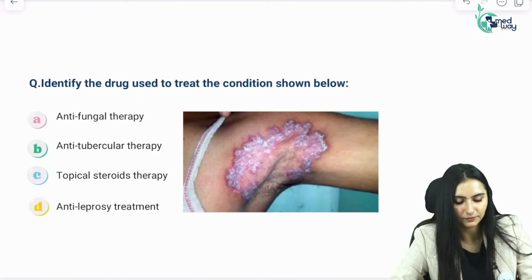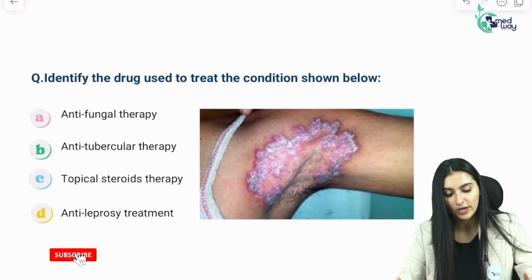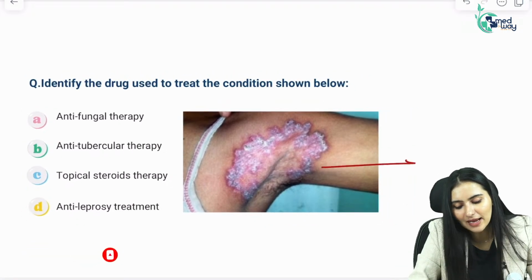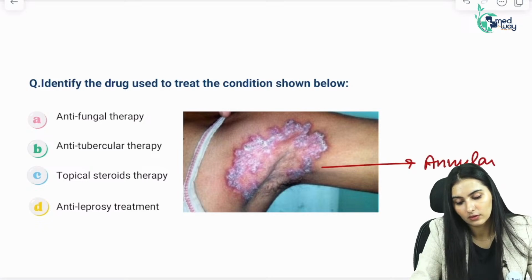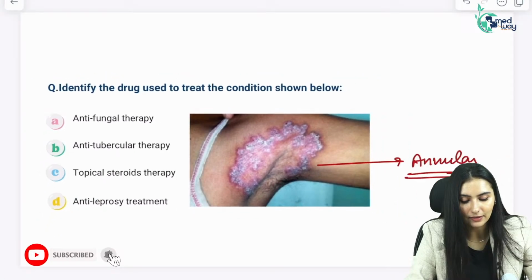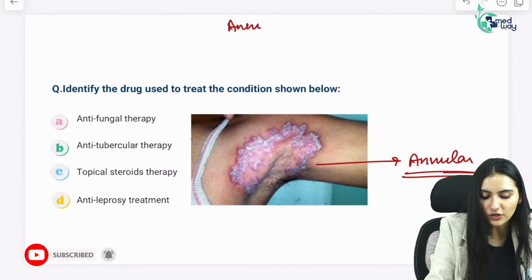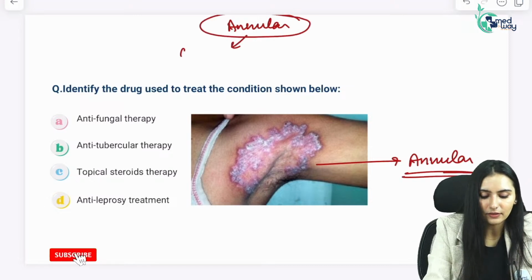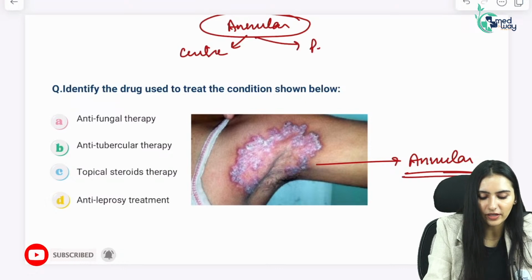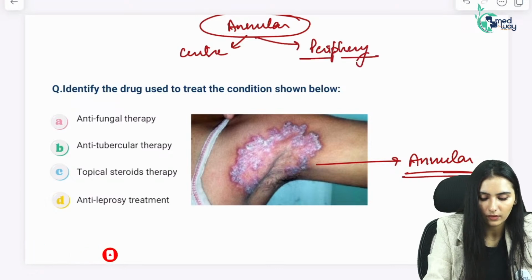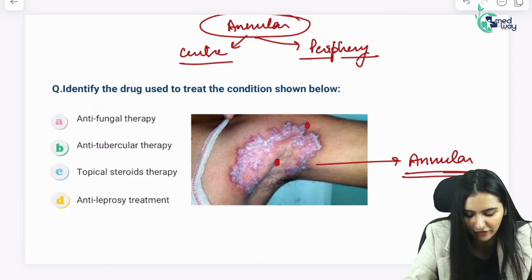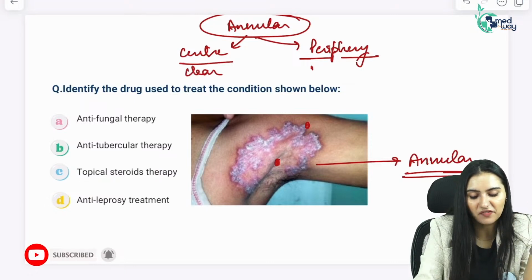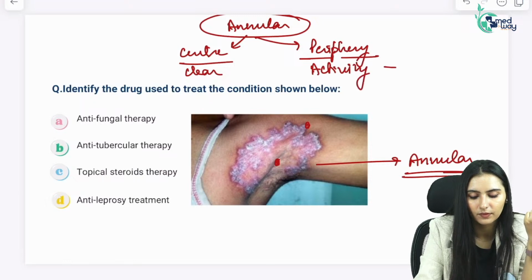Alright, move on. Identify the drug used to treat the condition shown below. Okay. Alright, so what is this? This is kind of an annular lesion. Now, try to understand. If you see an annular lesion in the exam, look at the center and look at the periphery. If the center is clear and the periphery has activity, it is tinea.